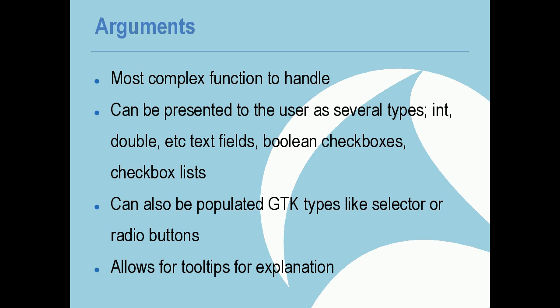Yeah, I can do this one. So arguments are the most complex thing that we have to handle, mainly because you can have multiple values for each argument, and multiple types of arguments. We support several types currently: int is integer, double, text fields, booleans, checkbox lists, and they can be populated GTK types like selectors or radio buttons. So you could have a frequency selector or maybe a list of things. And we even support tooltips, so you can highlight things and give the user some helpful text for making their choice.